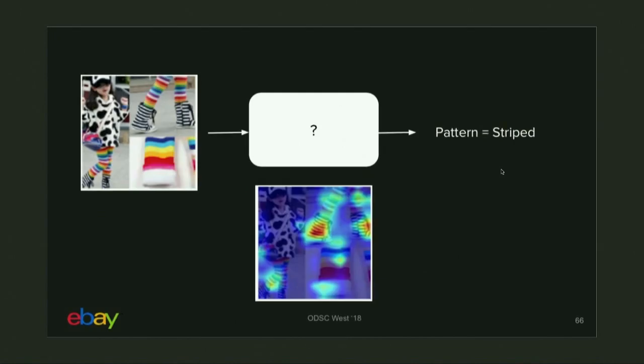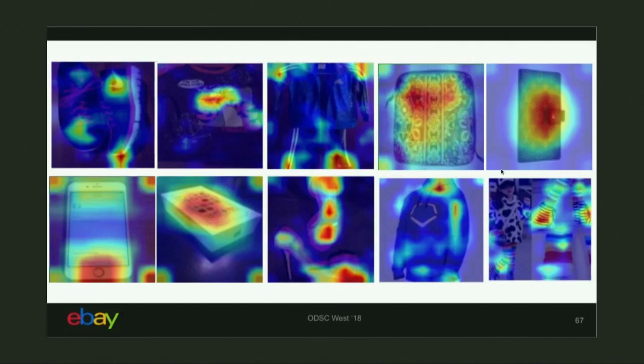Pattern. You can see this is a complicated image. It has multiple patterns, right? It also has a cow print, but it didn't focus on the cow print. It just shows where the stripes are. And the strongest stripes are highlighted in red. So I showed a few examples of brand, color, stripes, and you can go more, right?